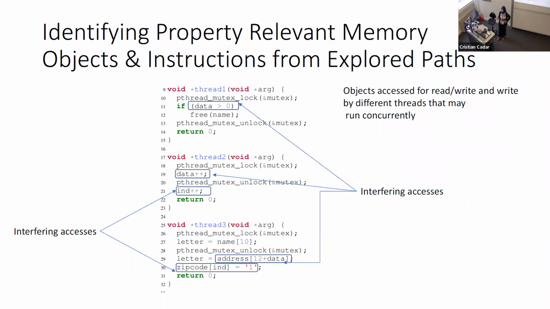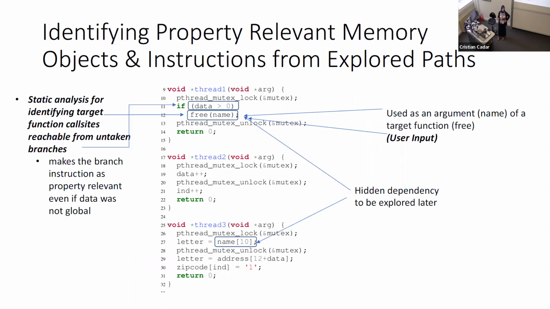So it starts by finding the interfering memory accesses on the explored paths, but of course the challenge is that some of these dependencies may not have been revealed yet due to untaken branches. So we use lightweight static analysis to check if certain functions of interest, like memory deallocations, would be reachable from such unexplored basic blocks.